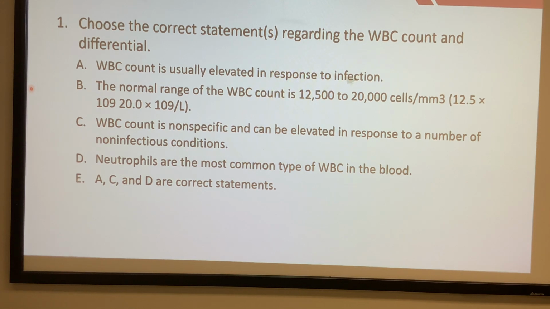And C is also correct. White cell count is non-specific, and a lot of things can increase your white cell count. That's why I introduced it as a biomarker. The only thing wrong is B. That is way higher than our normal range. Go back and revisit the normal range. Even though I told you it changes among different hospitals and labs, it does have a certain range. It's 4.5 to 10 times 10 to the 9th power. So that's your correct answer.